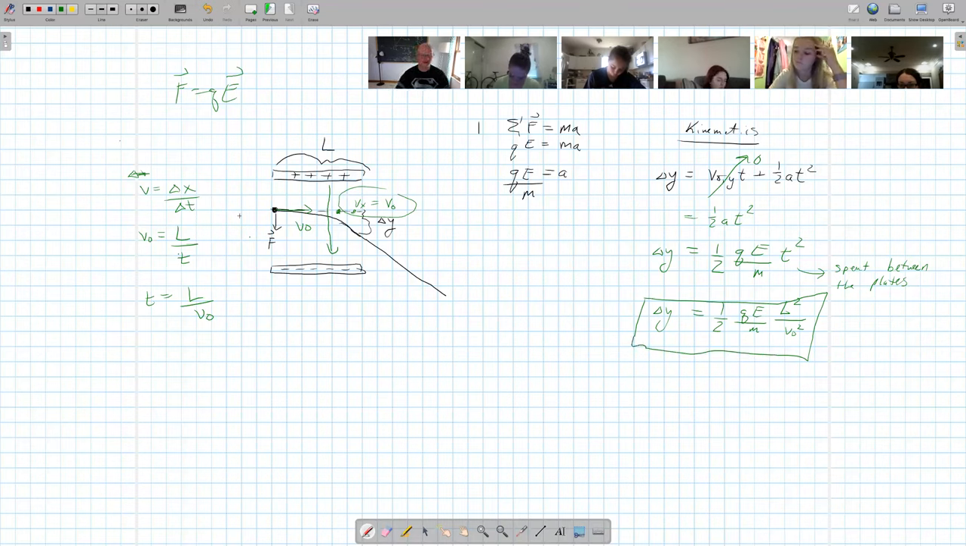So again, if this thing is moving initially parallel to the plates, to find the amount of deflection, we just need to know the length of the plates, how fast it is initially going, its charge and its mass, and the magnitude of the electric field on the inside. So this is then the deflection. Okay? Not too bad. Let's do another one.